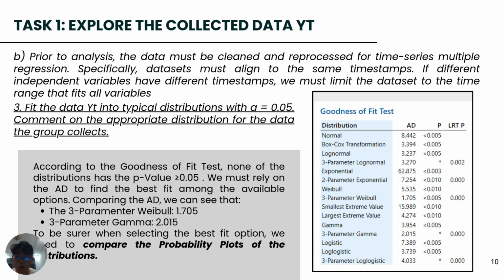Since this is not normal, we try to find the best distributions that fit our data. We test many types. Unfortunately, according to the goodness of fit tests, none of them were perfect, so we compare the AD score. The two best candidates were the 3-parameter Weibull and the 3-parameter gamma.